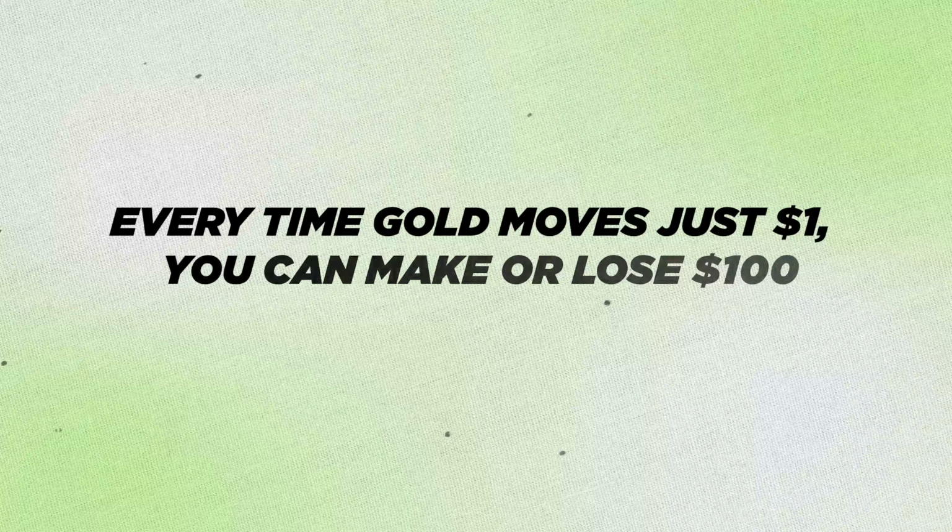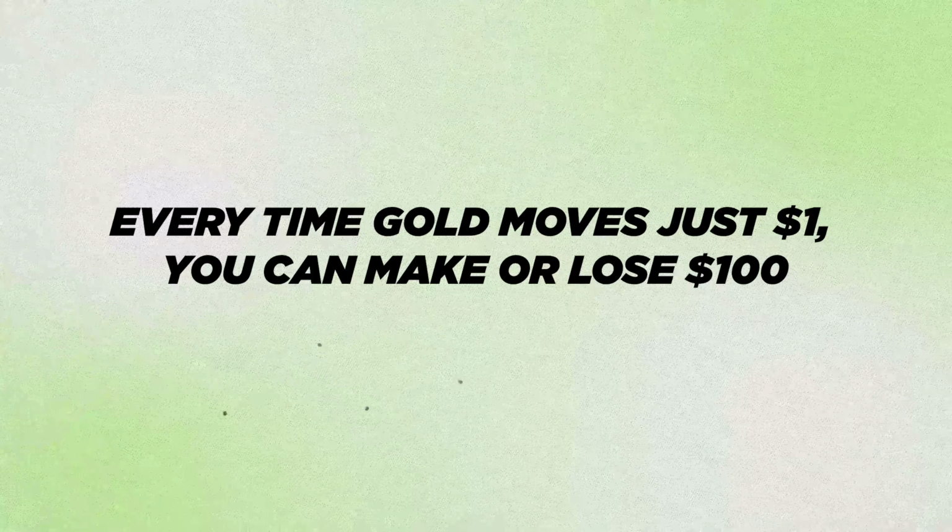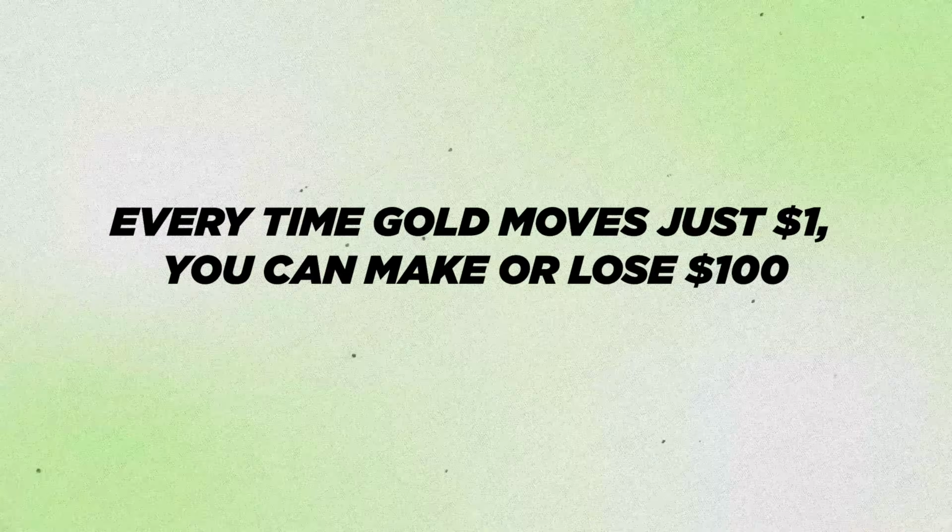Okay, so the 100 ounces of gold, that is the big one. That is the standard GC contract, which is just a gold contract. It's traded on the CME market, which is the Chicago Mercantile Exchange, and it moves $10 per tick. So every time gold moves just $1, you can make or lose $100. And if that sounds like a lot, it's because it is.